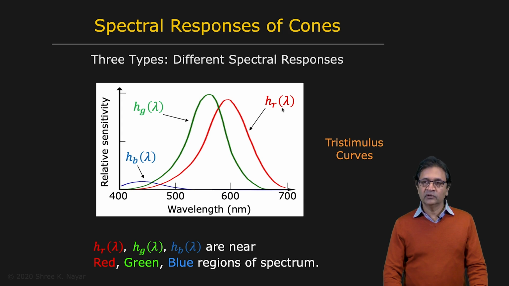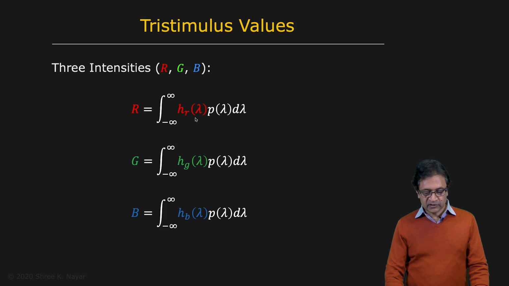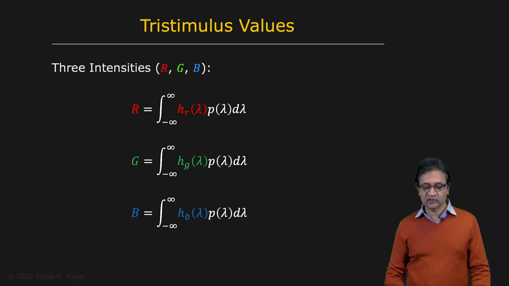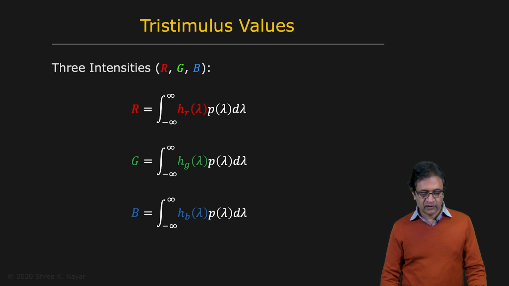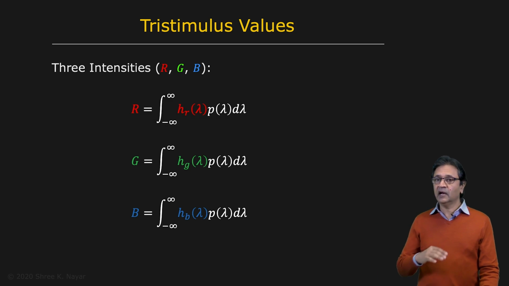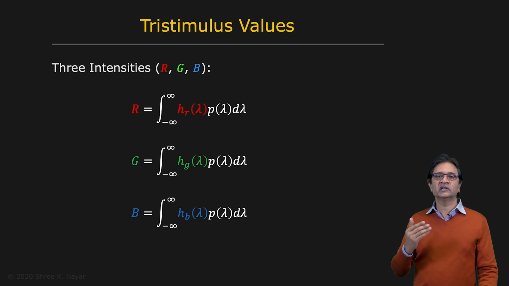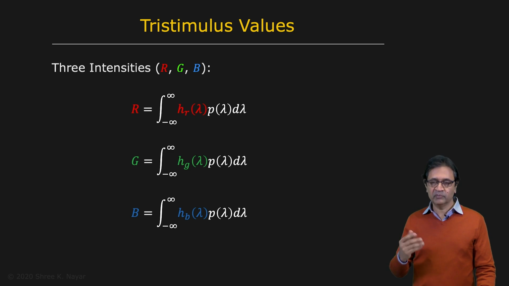And so now, what do these cones measure? Well, very much as in the case of our silicon pixel, you have HR lambda, P lambda. P lambda, again, is a spectral distribution of the incoming light. The integral of that gives you one number, R. Similarly, you get G, and you get B. So you get these three numbers corresponding to any incoming spectral distribution. You don't get the complete spectral distribution. So we see here that the eye does not measure the complete spectral distribution P of lambda. It basically gives you three numbers corresponding to any P of lambda.